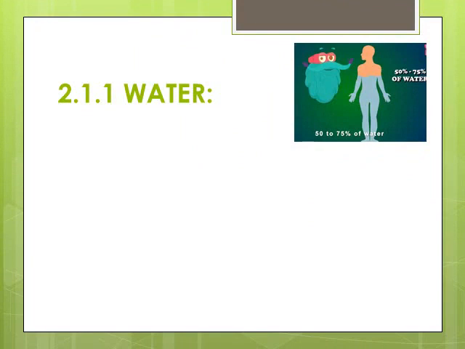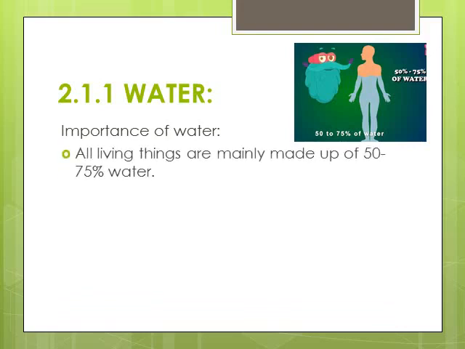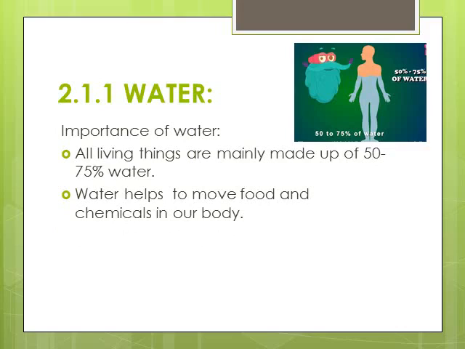Now, the first thing is water. Importance of water. All living things are mainly made up of 50 to 75% water. So that means that we cannot live without water because our body is made up of water.